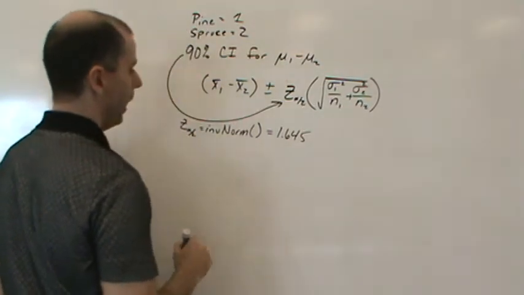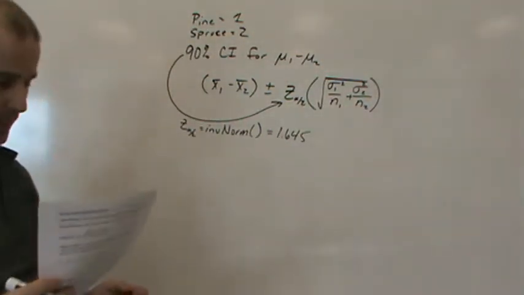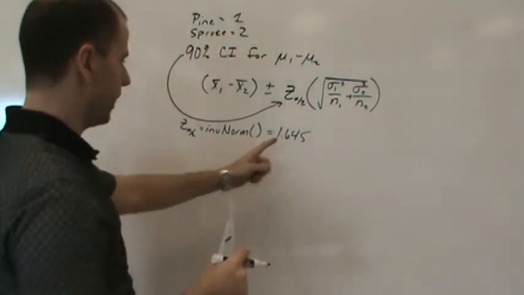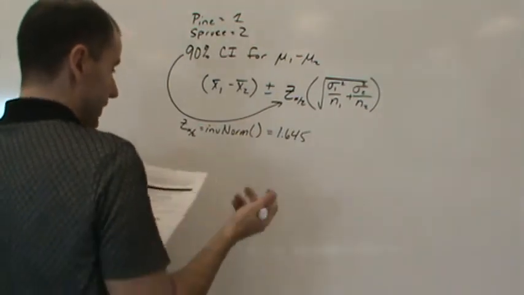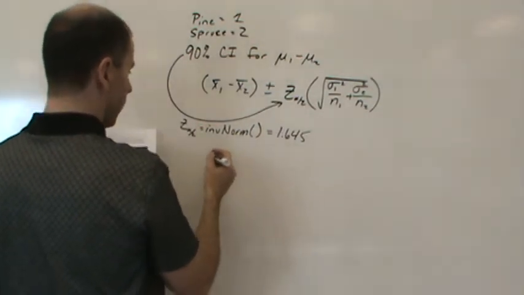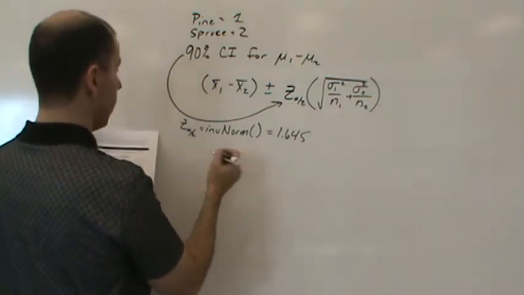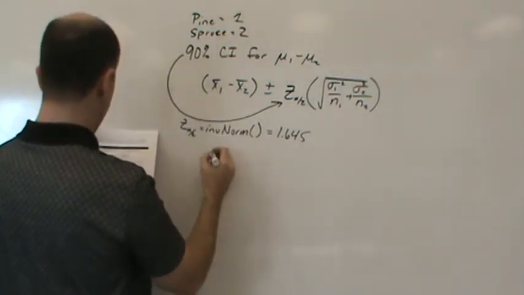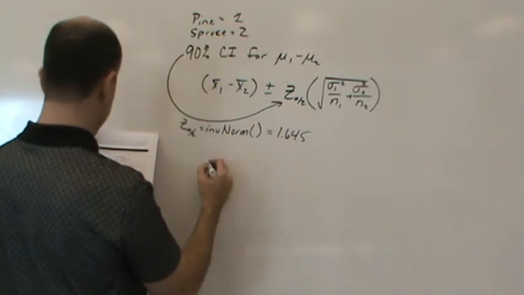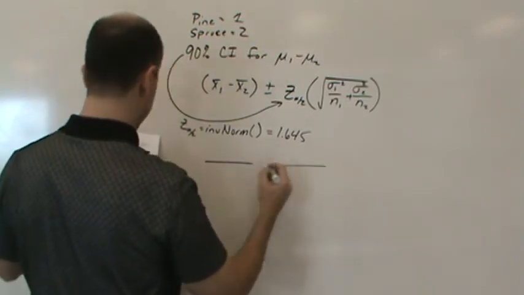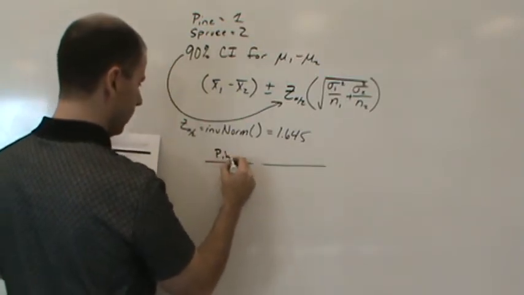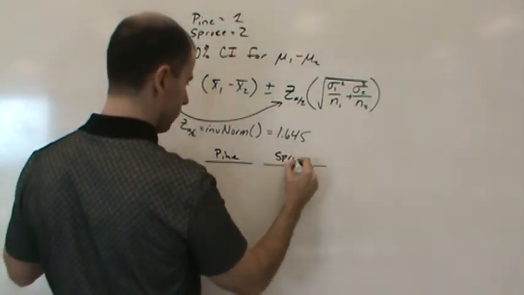And either way, it'll give you 1.645. So now, based on the data and my critical value, I just plug and chug. That's it. That's all you guys are going to do. So let me plug and chug. And so it's going to be, again, pine is 1 and spruce is 2. So here's the data. So here's pine and spruce.